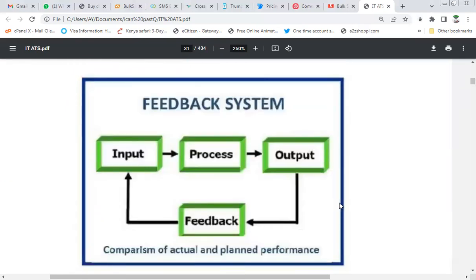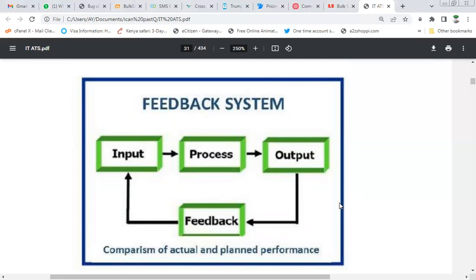So this is a prototype of what a feedback system looks like. We have the input system, we have the process, we have the output. The same output can be used as a feedback. So if you are given a question that what is a feedback system, you can draw this diagram. It's called the comparison of actual and planned performance.